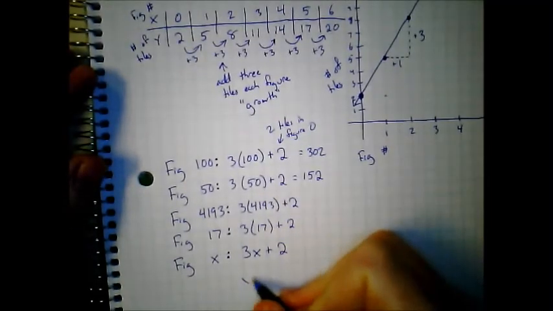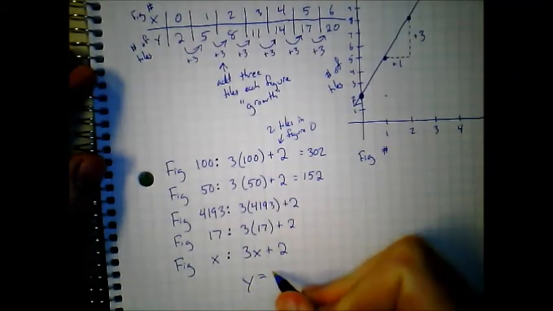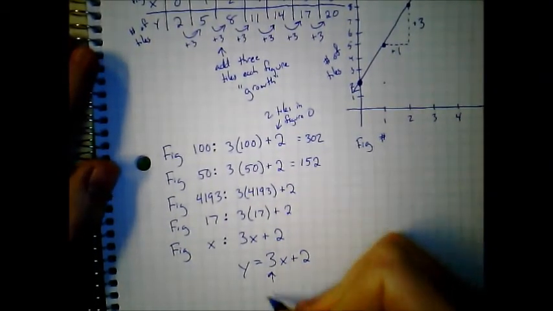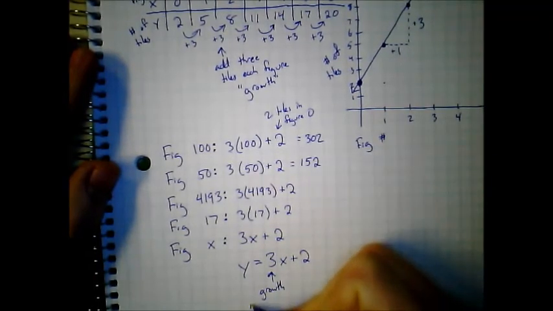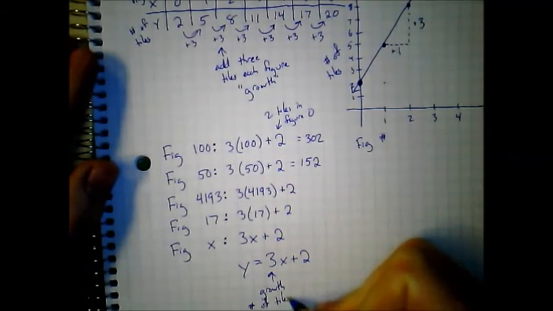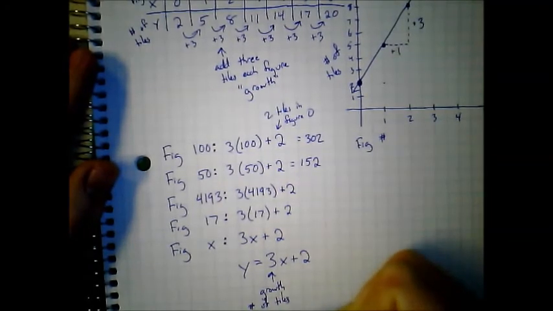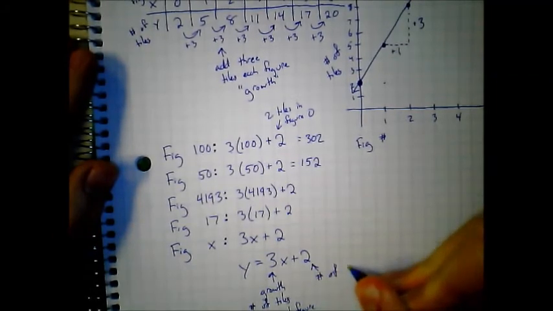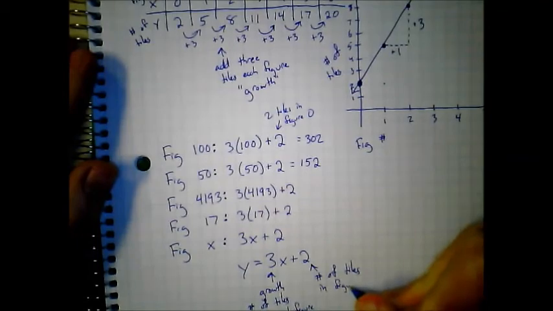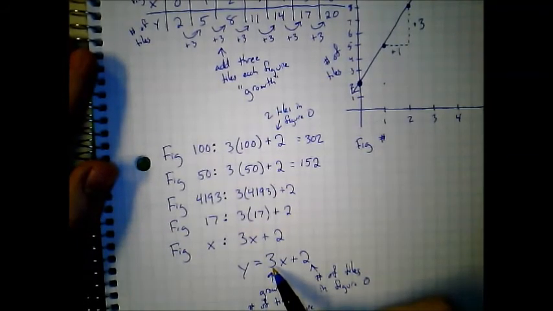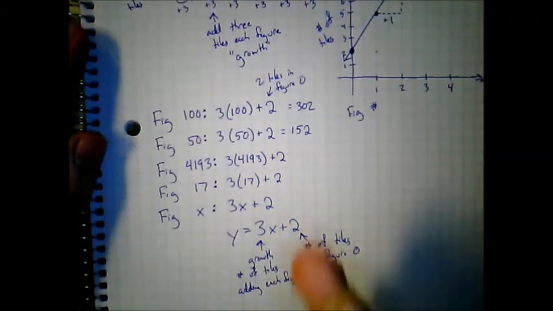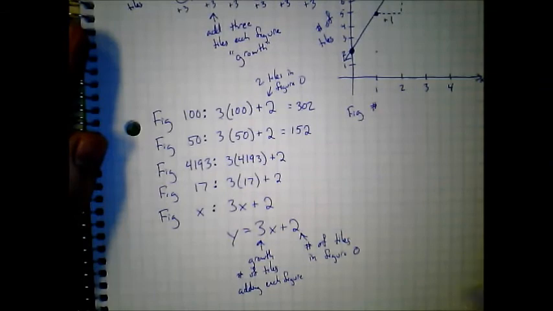So our rule is just this. Y, the number of tiles, equals 3 times x plus 2, where this 3 is our growth, which is the number of tiles we're adding each time, and this 2 is what we're starting with, the number of tiles in figure 0. It's what we're adding our 3 tiles to. Our growth is what we multiply by our x, because that's what we keep adding each time. And we're adding it to the number of tiles in figure 0.